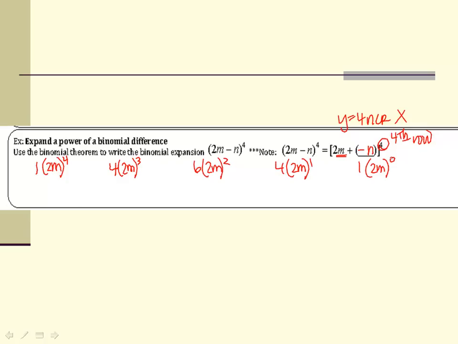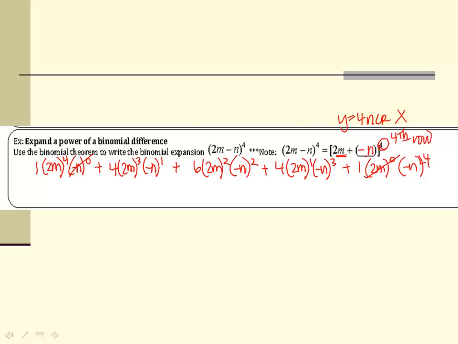Then I take my negative n, which is my last term, and I start at 0. So negative n to the 0, negative n to the 1, negative n squared, negative n cubed, negative n to the 4th. Now, I'm going to do one step further than I did last time because I have extra stuff there. So I'm going to cancel out my zeros first because, again, if I can eliminate anything possible, I'm going to do that to start.